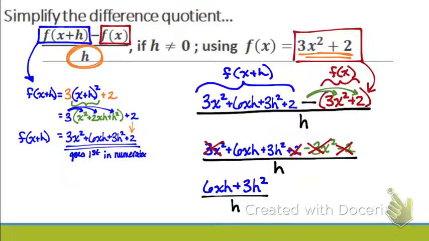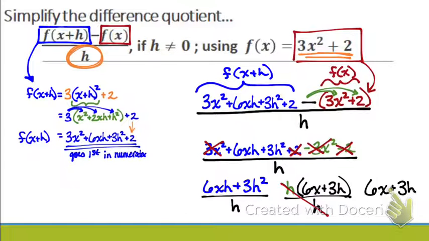What do you notice about both pieces up in the numerator? Yes, they have a GCF of h, so we're going to pull that out and cancel it with our denominator. So I have h times 6x plus 3h over h. Cancel these guys out. So fully simplified, this is 6x plus 3h.